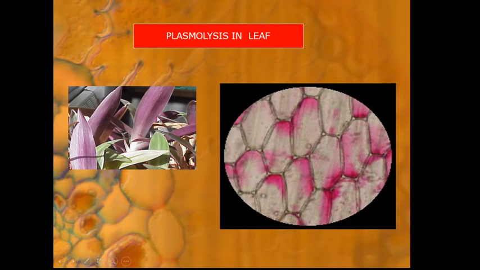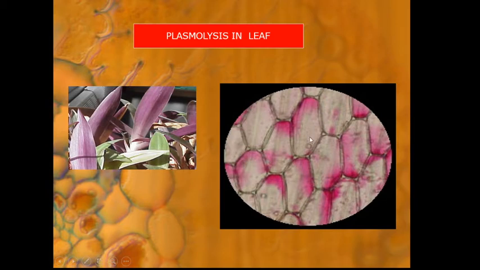Have you seen this? If you take a thin section, a membrane of this, put it under the microscope with a drop of water, and observe, you will be able to see like this. You see the cell wall, and along with that you can see the cell membrane. Then you put some sugar solution. What does this sugar solution indicate?